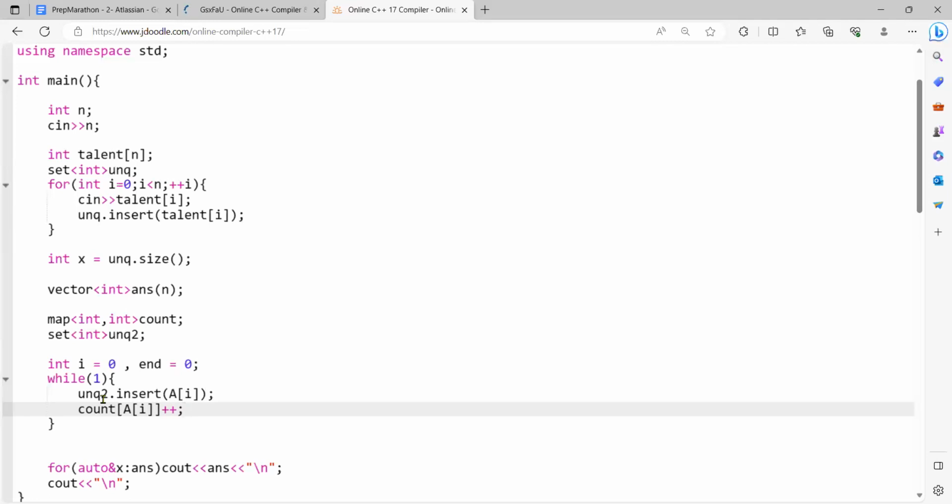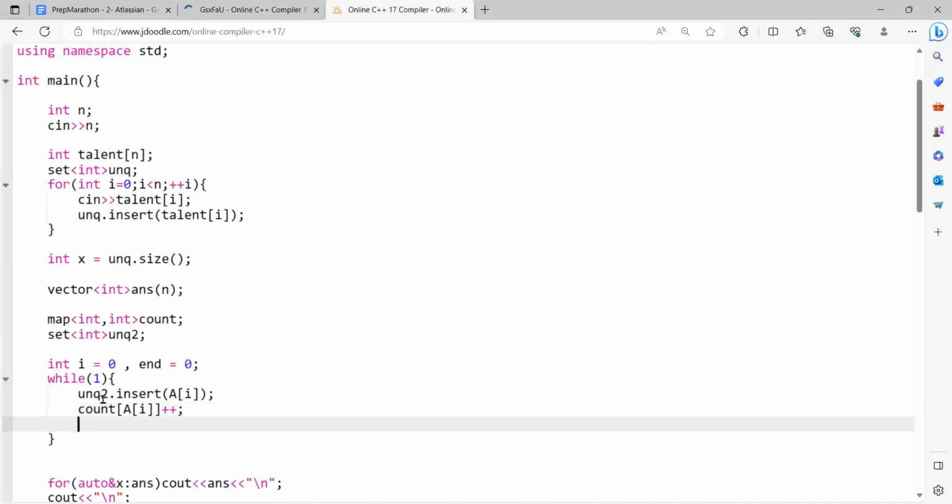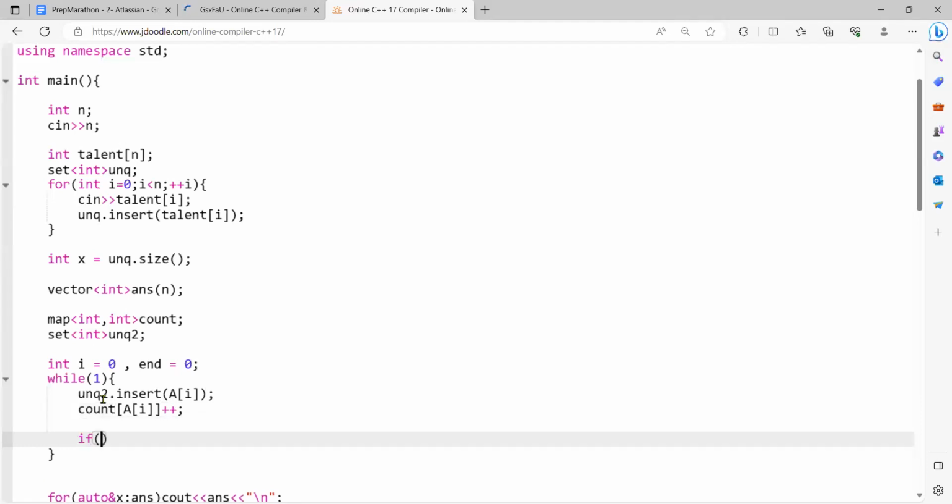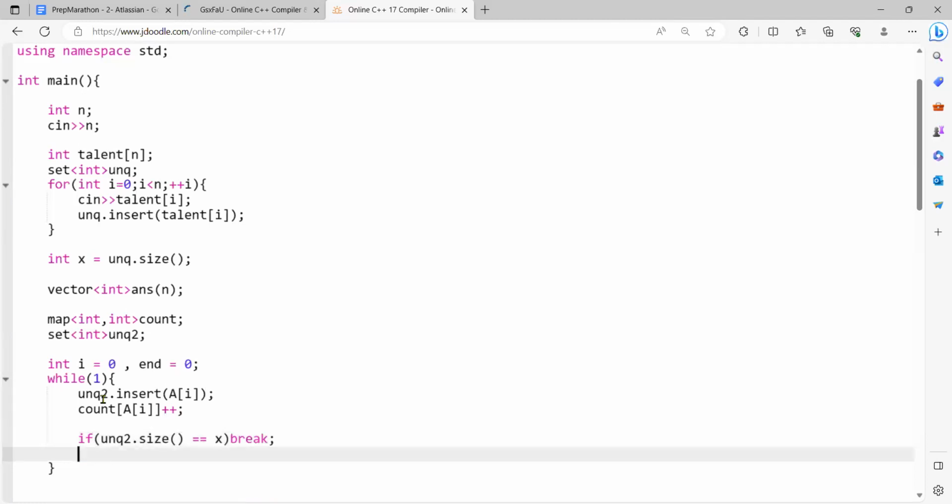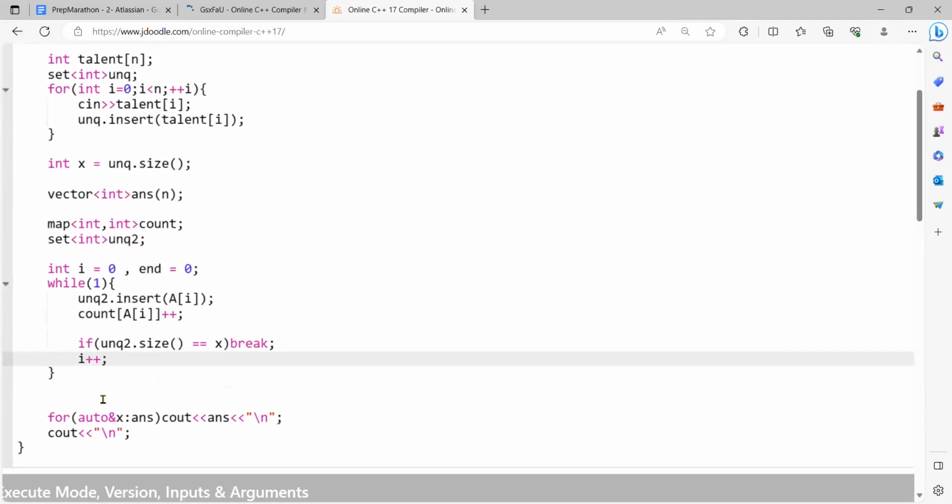Then after that our whole condition will be to shift it to the right. Now when to stop? When my size becomes equal to x, when the number of unique elements is equal to x. What is x? The total number of unique elements in my array. When this is equal, I am coming out of the loop. Else I am doing i++, going to the next element, and taking that talent.